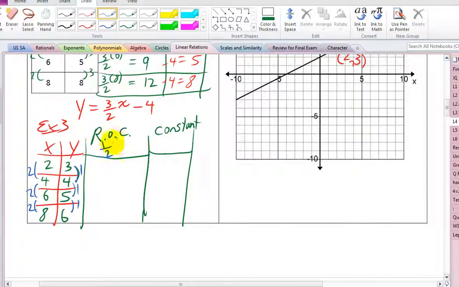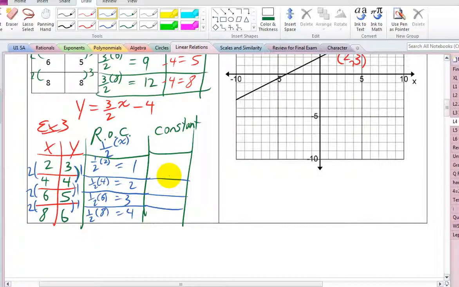So rate of change is 1/2 times x. Right, rate of change is 1/2. So this would be 1/2 of 2, which is 1. Okay, then 1/2 of 4, which is 2. 1/2 of 6. 1/2 of 8. And so your constant you'll add plus 2. So plus 2 is 3, plus 2 is 4, plus 2 is 5, plus 2 is 6.